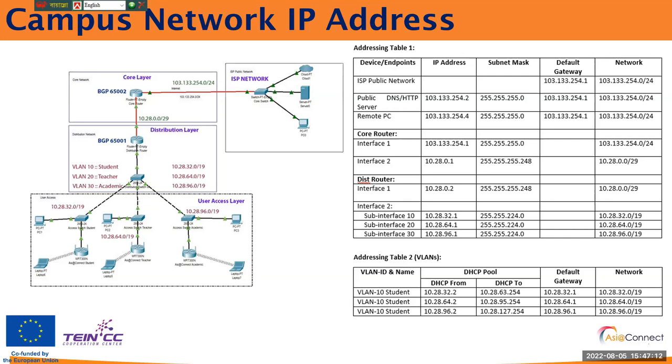How can we design the overall campus network for the different kinds of IP address? In packet tracer, we have already learned how to configure and connect the different kinds of computer networking devices, and from the command line interface, how to configure the router, switch, desktop PC, server, etc. But the major issue is that we have used different kinds of IP address, that means internet protocol address. But what do we mean by IP address, and what are the subnet mask, default gateway, network address, host, and net ID? So we need to know this.